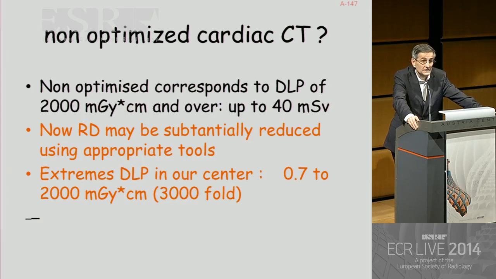So the first question is, what is a non-optimized cardiac CT? It corresponds to the past, and maybe it's still the present for some centers, where a DLP might reach 2000 milligray centimeter, even more sometimes, which means up to 40 millisieverts. But we all know, and this is the subject of the topic, that radiation dose may be substantially reduced using appropriate tools. But even in our center, which takes care about dose, there is still a large range, from 0.7 milligray centimeter in a small baby to more than 2000 when still necessary.